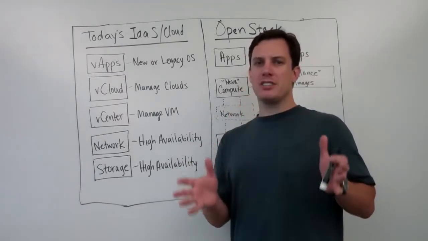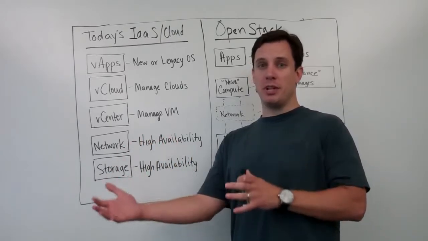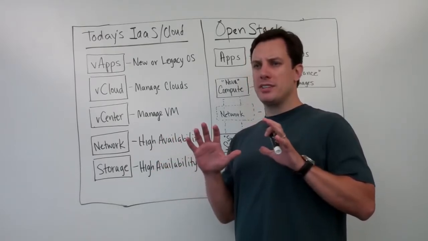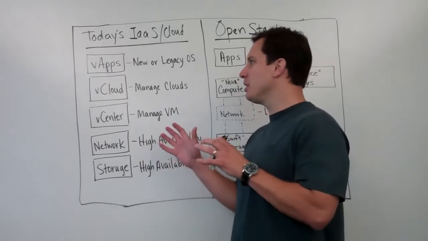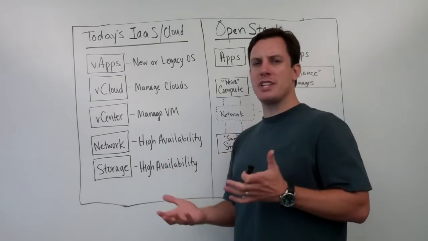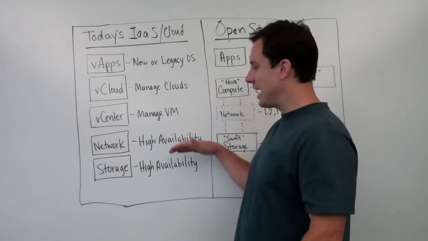Now, before we even get started with that, it's always good to make a comparison between something that most people understand and something new. So we're going to start with what today's infrastructure as a service looks like from a cloud perspective, and I'm going to use a VMware plus Cisco plus our storage partners type of stack because a lot of people are familiar with that. So in today's environment, the stack looks something like this.